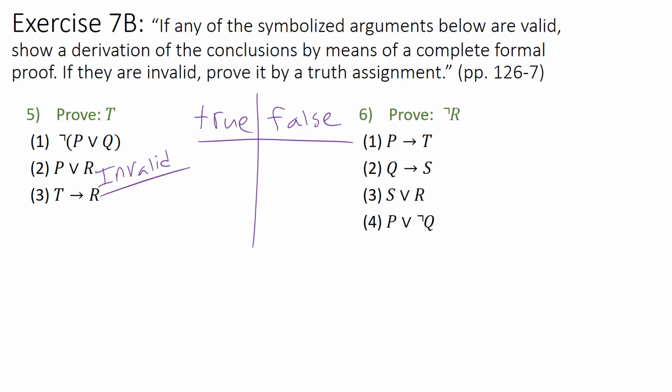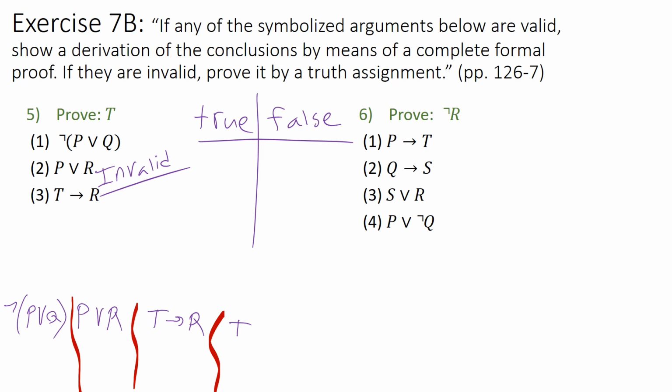We have the conclusion T, the premise if T, then R, the premise P or R, and the premise not parentheses P or Q. I think we should start at the conclusion. We want the conclusion to be false, so the only way that can happen is if we assign T the value of being false. So we have a false conclusion.